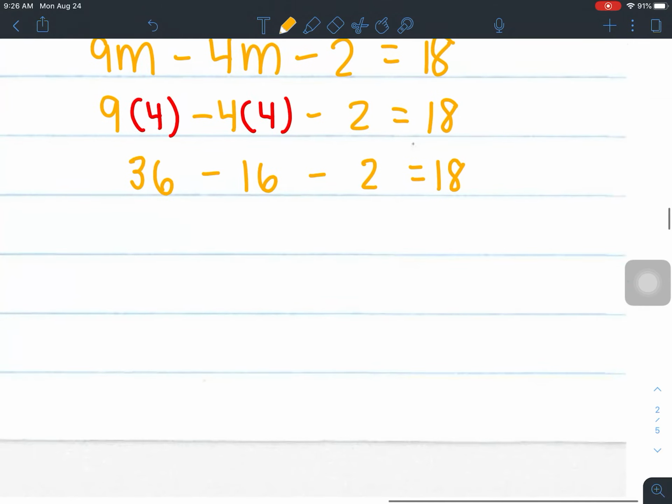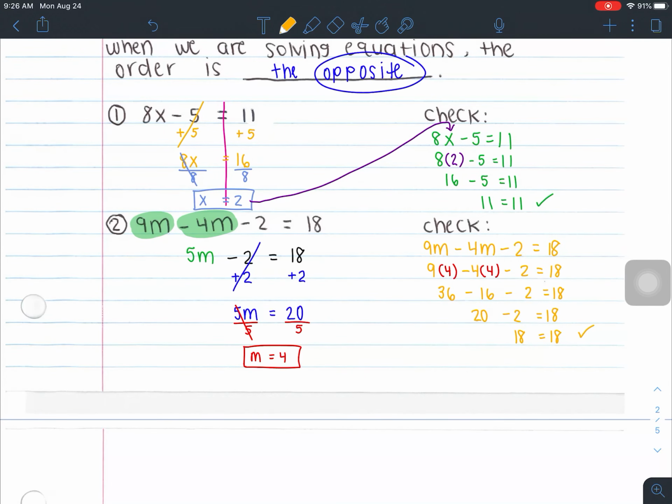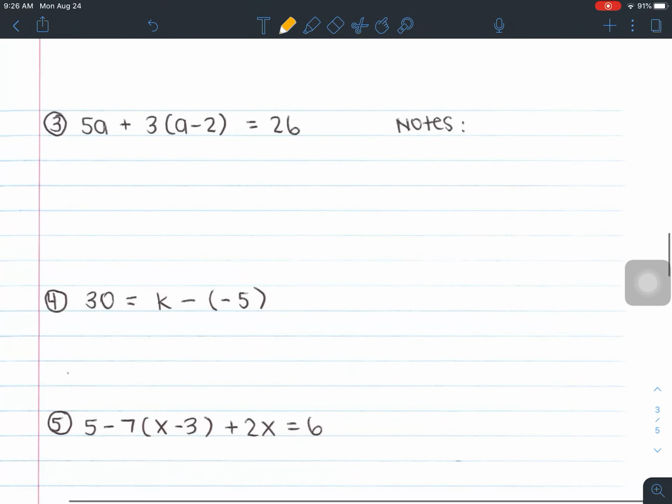So let's keep simplifying. 36 minus 16 is 20. And then 20 minus 2 is 18. And then 18 does equal 18, so this is correct. Again, will I have you check on every single problem? No, I'm just showing you that you are able to. Moving on to number 3.